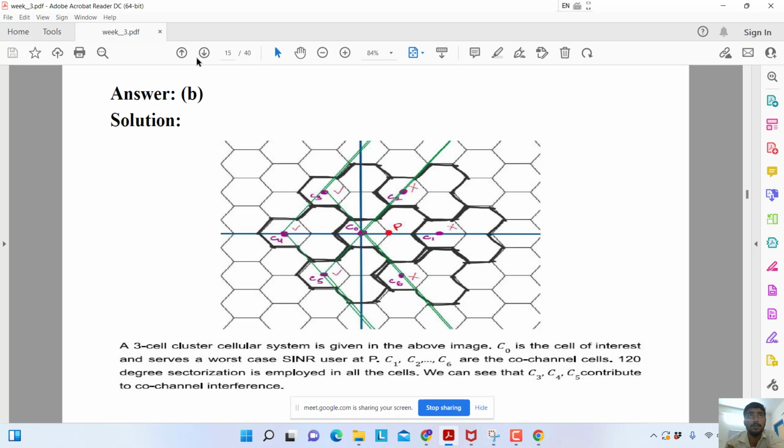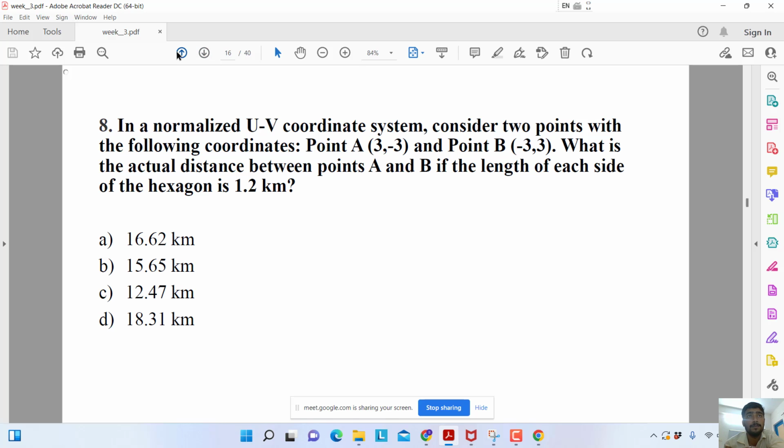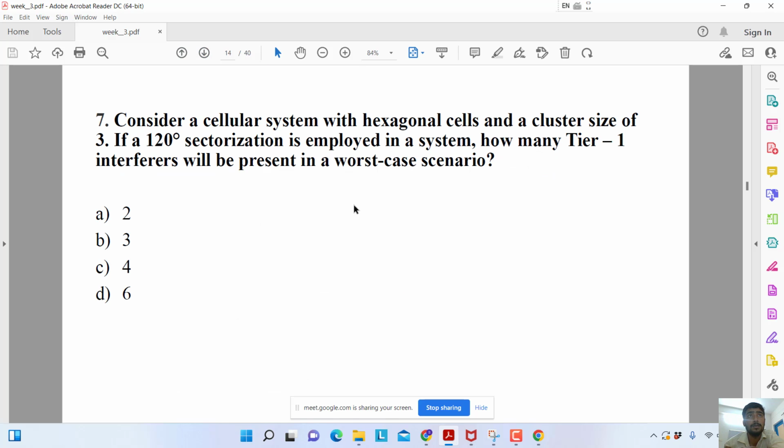So what will be the option? What is being asked? We have to tell how many tier 1 interferers will be present in the worst case scenario. So the answer will be option B, which is 3. If we do not use the 120 degree sectorization, then the answer will be 6. But now the answer is 3. This is the advantage of the 120 degree sectorization.